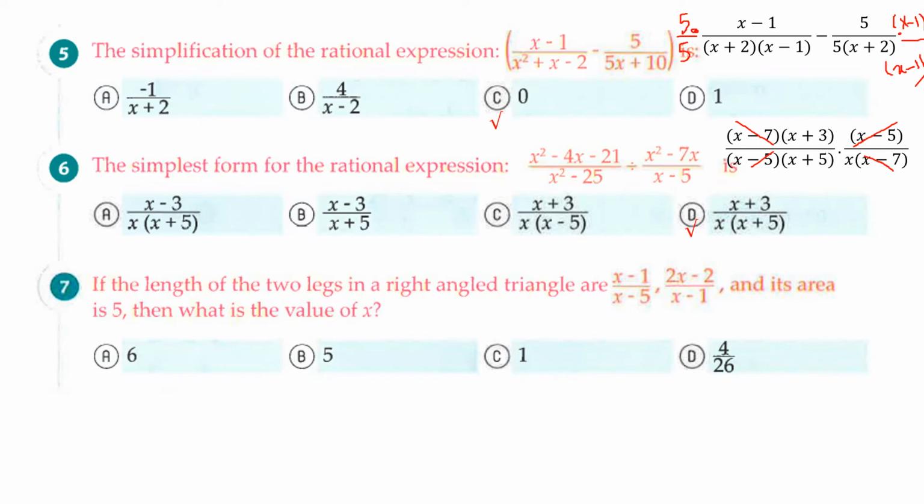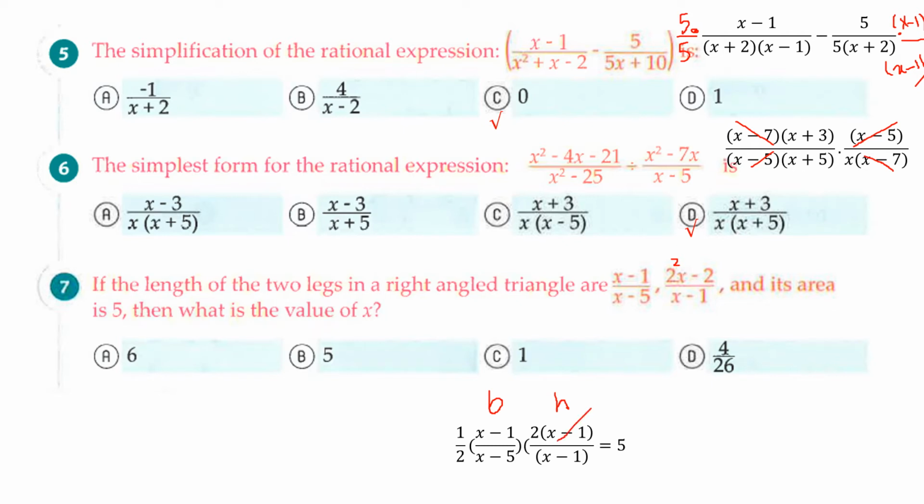If the lengths of the two legs in a right angle triangle are these, and its area is 5, what is the value of x? So, half base times height. It doesn't matter which is base and which is height, but they're both the legs, not the hypotenuse. Let's say this is base times height, is equal to 5.